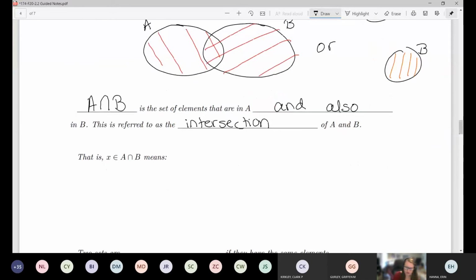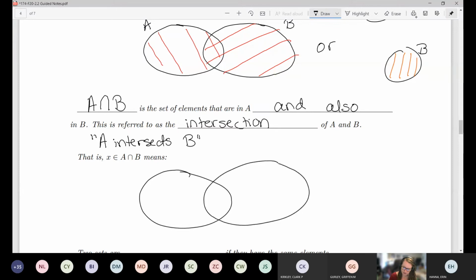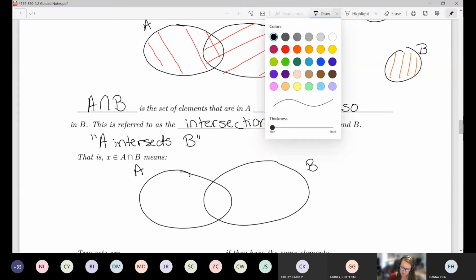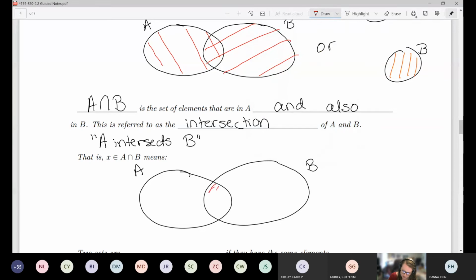So let me say A intersection B. We usually say just A intersects B. You can say A intersection B, that would technically be fine. So if we have 2 sets, all of the elements in A versus all of the elements in B, the elements of the intersection would just be where they overlap. If they don't overlap, then the intersection is empty. But if they do overlap, whatever elements are in both sets are an element of the intersection.